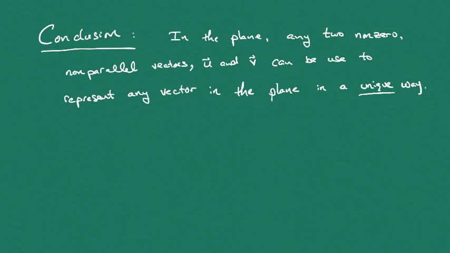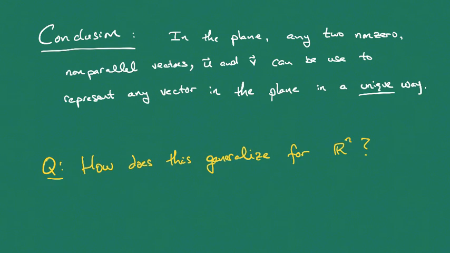And so, in conclusion, when we're operating in the plane, any two non-zero, non-parallel vectors u and v can be used to represent any other vector in the plane in a unique way. And of course, this leads us to the natural question: how is this going to generalize for our n-dimensional vector space? For that, we'll have to wait for the next video.